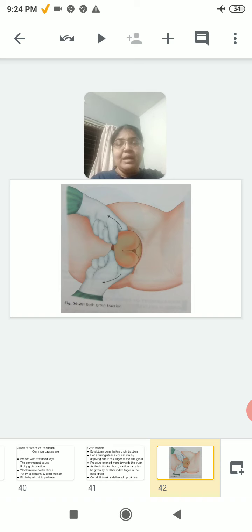I have kept diagrams to make this topic easy to understand. Otherwise, without chalk and board or without a demo of the delivery, how the management occurs, it is quite impossible. So I hope through these diagrams you can better understand the process.